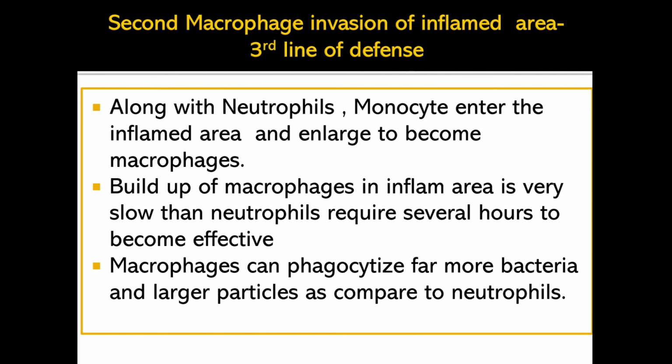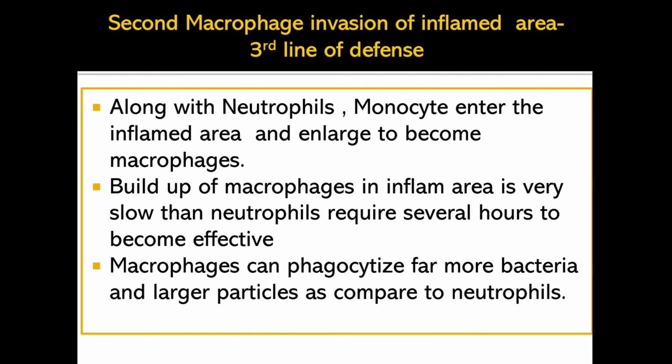The second macrophage invasion of the inflamed area is the third line of defense. What does it mean? Along with neutrophils, monocytes enter the inflamed area and enlarge to become macrophages. First of all, already matured macrophages are over there, then we have neutrophils present in the blood, and then the third step is the monocytes, because in the second macrophage invasion we need more and more macrophages. So monocytes will enter the inflamed area and enlarge to become macrophages.